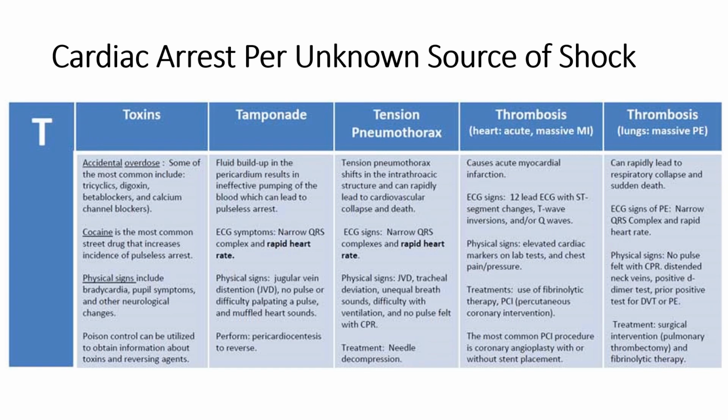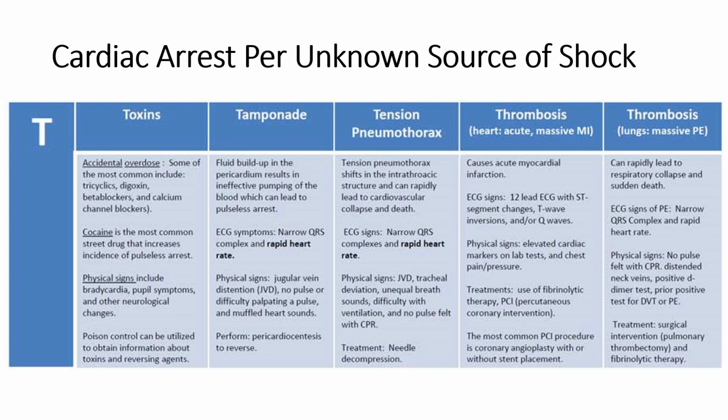And next we have our T's. So we've got to run through our T's too. Our number one T is toxins. Was there some sort of accidental overdose? We run through beta blocker overdose, calcium channel blocker overdose, tricyclics, digoxin overdose. Those are some of the most common.